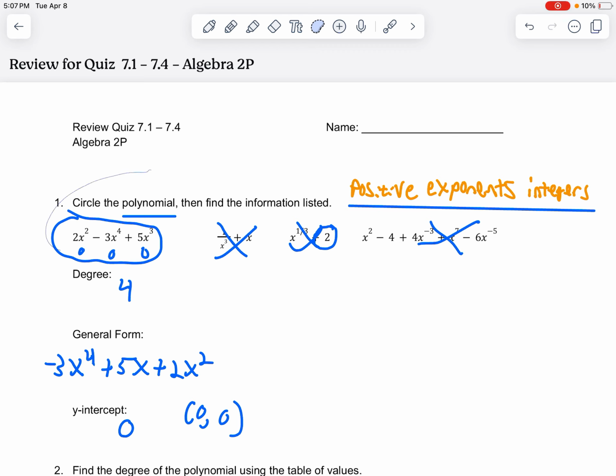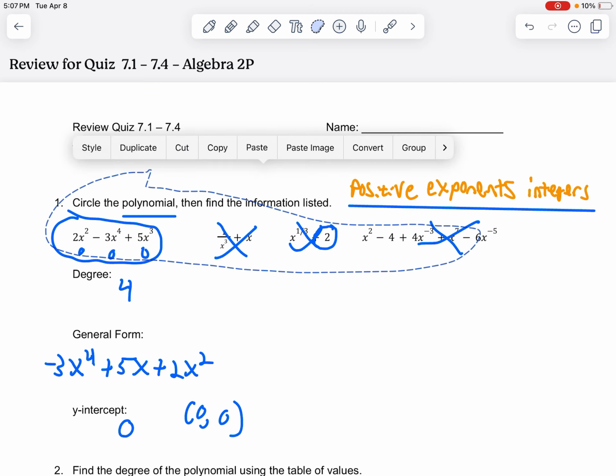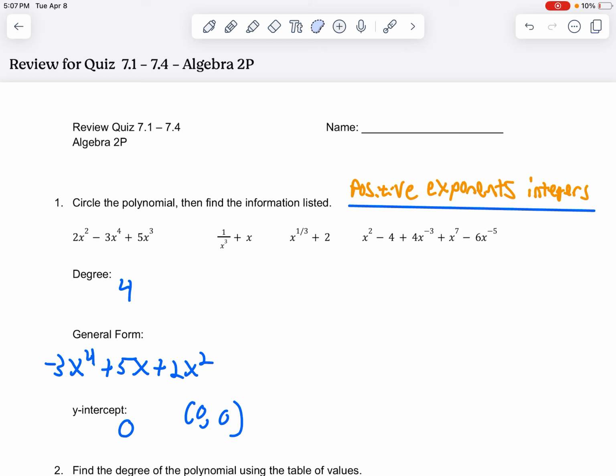Let me just erase what I did here. First of all, circle the polynomial. The polynomial has only positive integer coefficients for x, no rational exponents, no fractions, and no negatives.